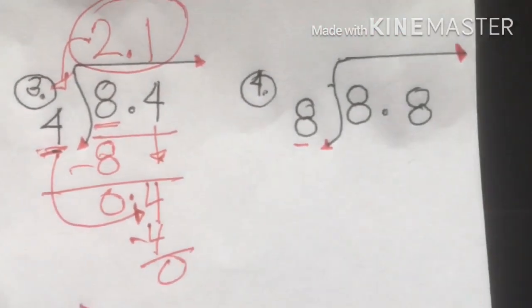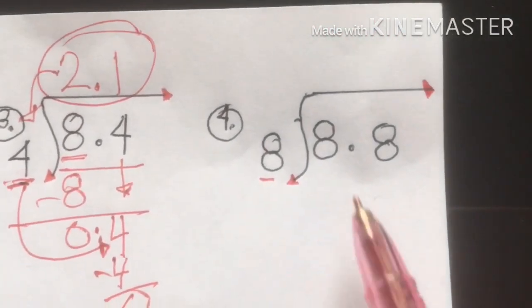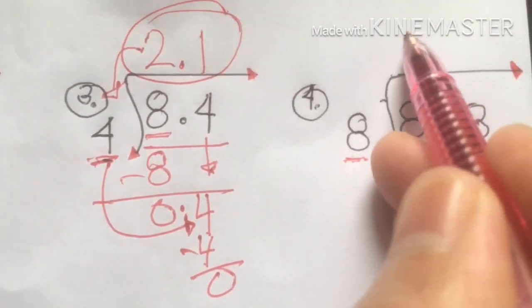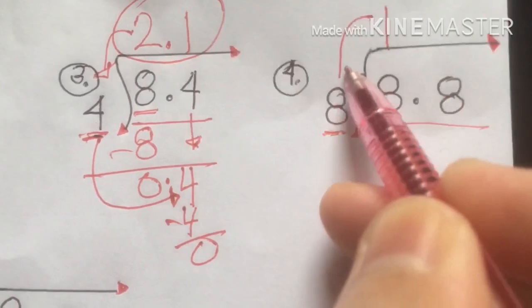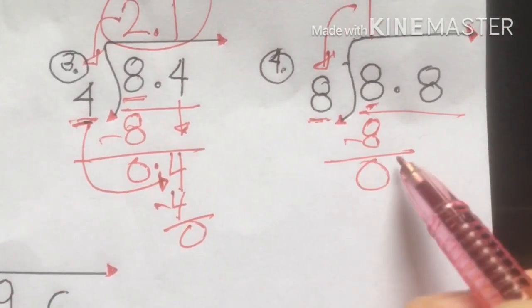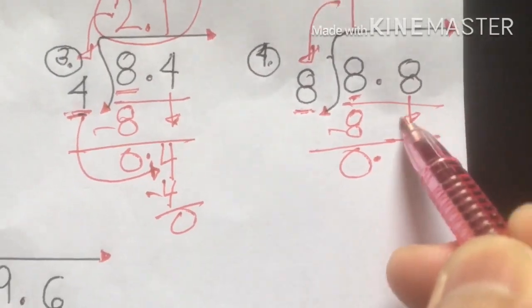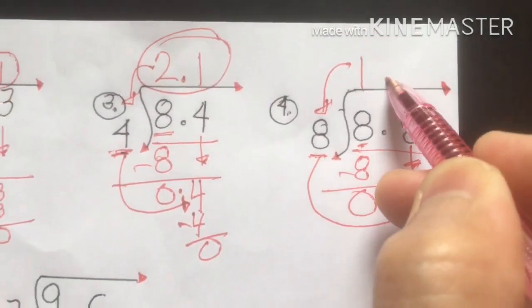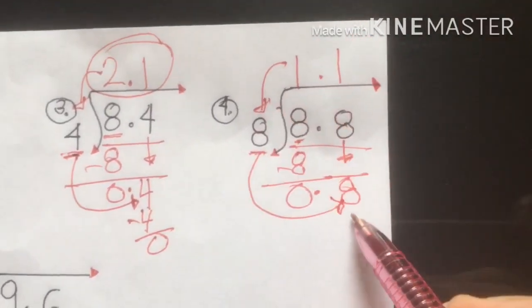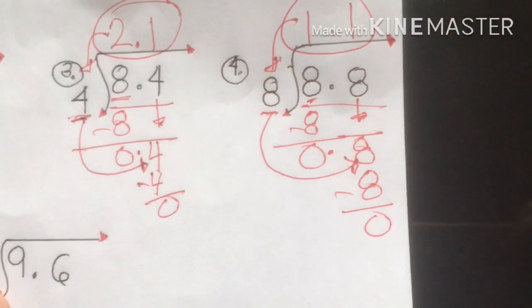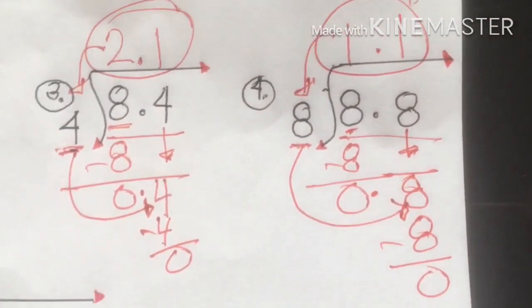Next, number 4. 8.8 divided by 8. 8 divided by 8, class, the answer is 1. 1 times 8, so the answer is 8. Subtract, 0. Bring down 8. Divide 8. So that is 1 times 8 is 8. Subtract, it is 0. Therefore, our answer is 1.1.